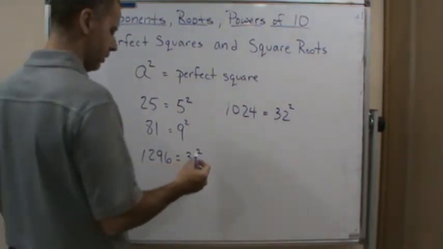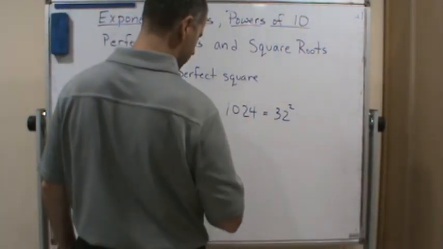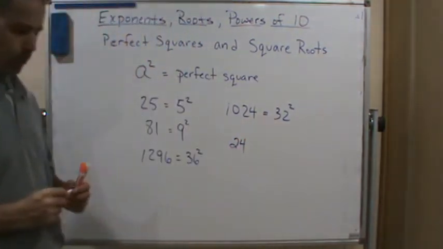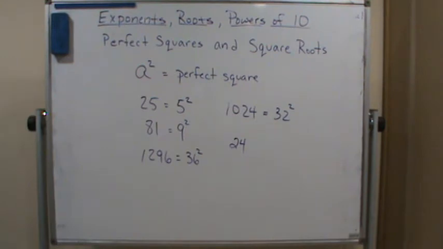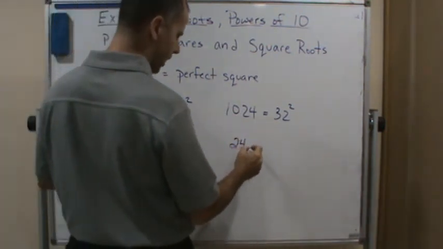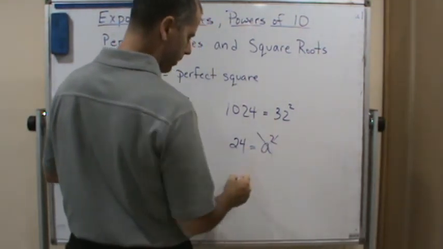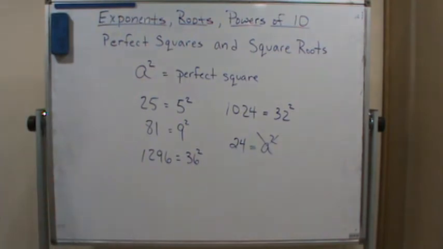What about 24? Is 24 a perfect square? No, it is not. Because there's no such number that I can find where if I square that number, I'm going to get 24.